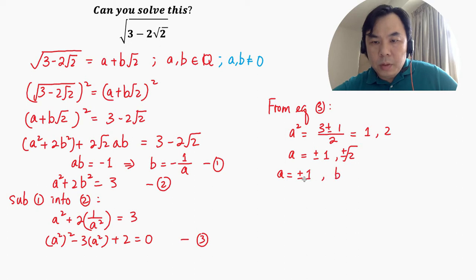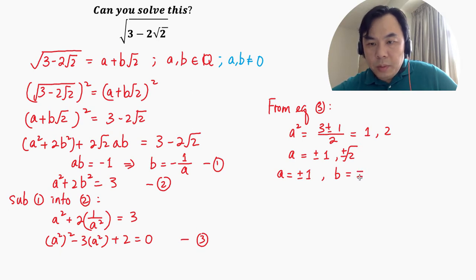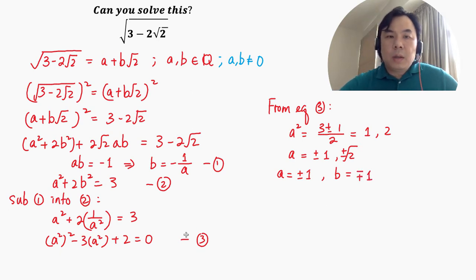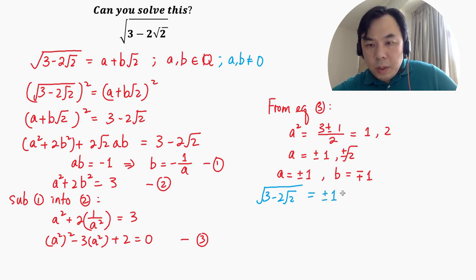Now knowing that A is equal to plus or minus 1, I'm going to substitute this back into equation number 1. I will get my B to be negative positive 1. And then finally, I'm going to conclude my solutions. Therefore, I can write this as my A will be plus or minus 1, and my B will be minus plus surd 2.